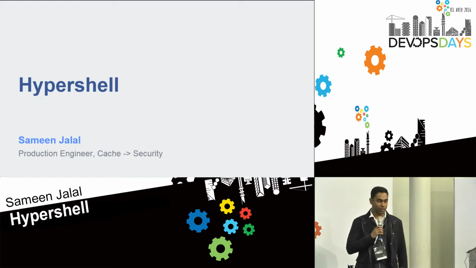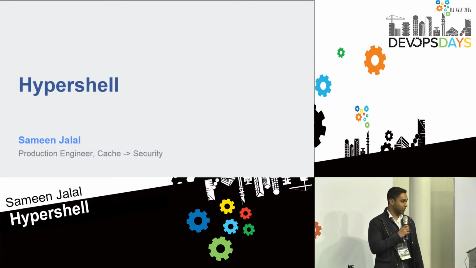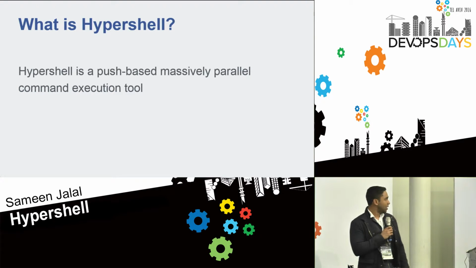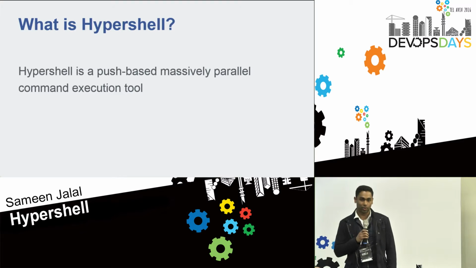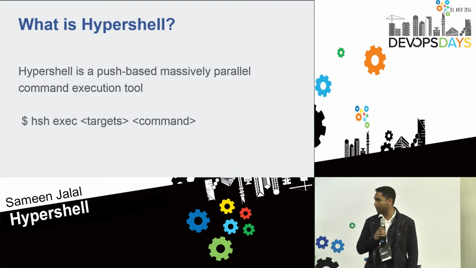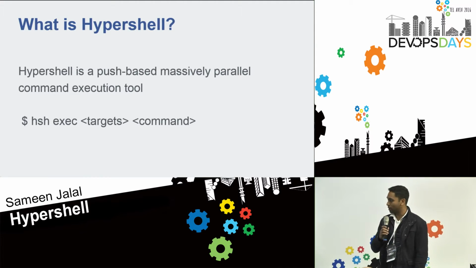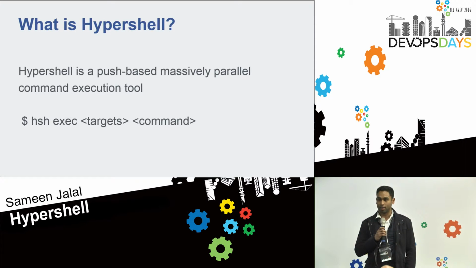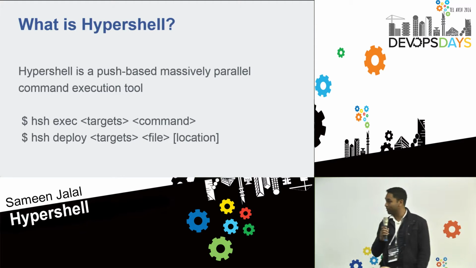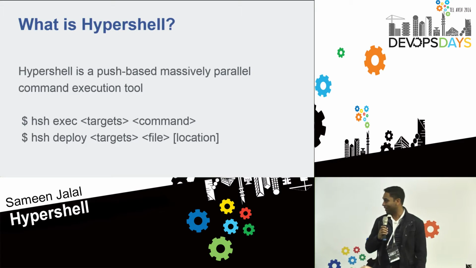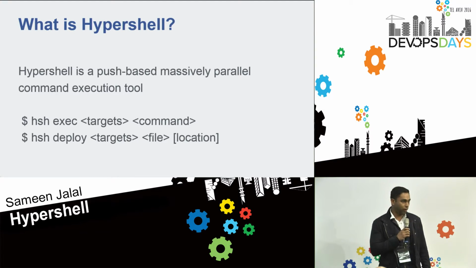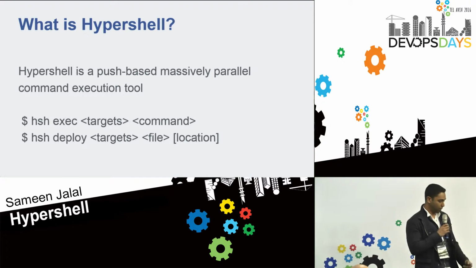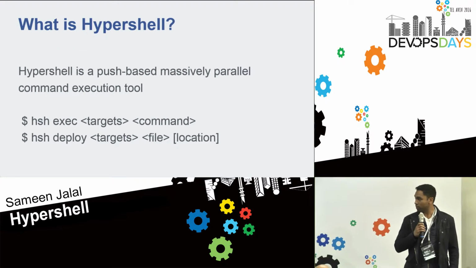I'm a production engineer to start, and my background is in cache, but I recently moved to security, so I took on this tool. So what is Hypershell? Hypershell is a push-based, massively parallel command execution tool. It lets you do things like HSH exec, give it a list of targets, and run a command on it. Probably looks very familiar to other tools, but there's a reason we have a little bit different, scale related. But we can also deploy a file to a bunch of machines given a location as well.